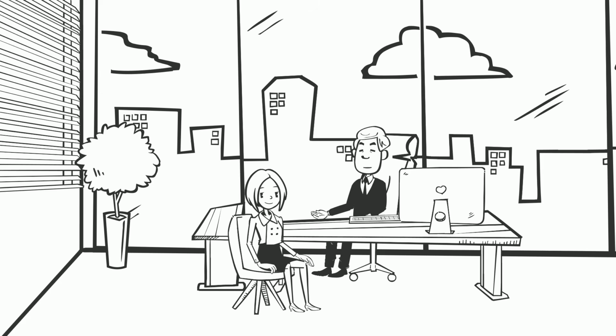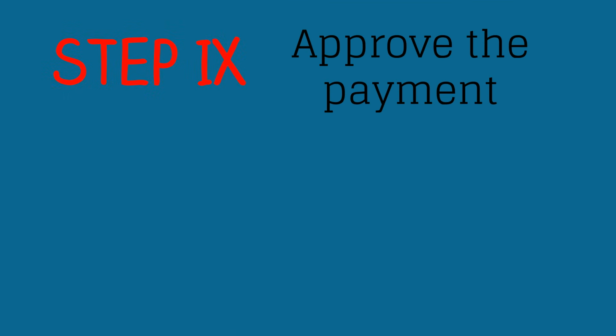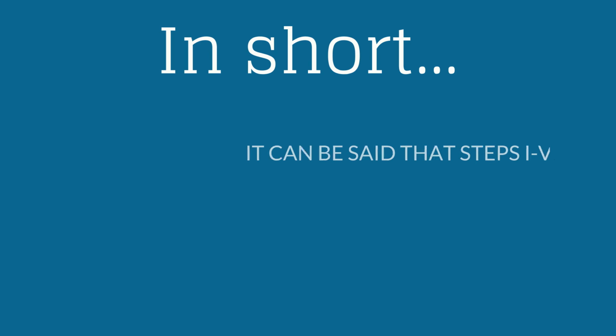Therefore, now the next step would be to approve the payment to be made to the vendor by the appropriate level of authority. And that becomes your step number 9, to approve the final payment. And once the final approving of the payment is done, the due date of the payment is calculated, and finally the payment is released to the supplier. The release of the payment is of course the last step of the P2P cycle.